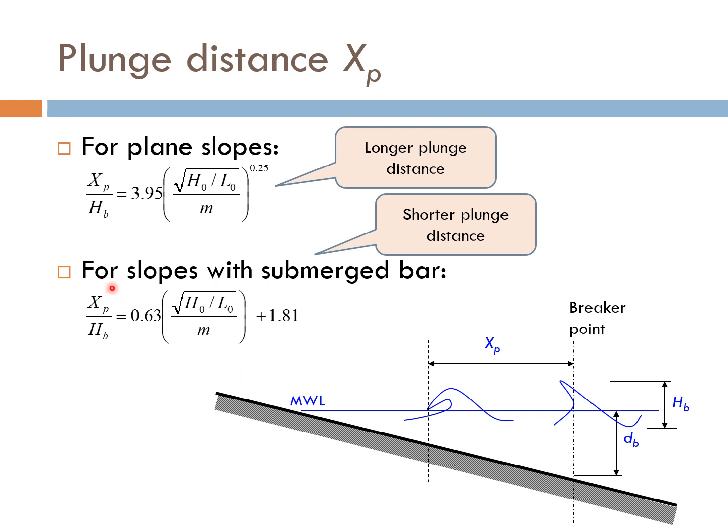And in the case where we have a slope with a submerged bar, the longshore bar, then we can use a very similar equation that depends on the same set of parameters, but with an added constant of 1.8, for us to predict the distance that it takes for the breaking to complete. So a longshore bar actually causes the plunge distance to be shorter.